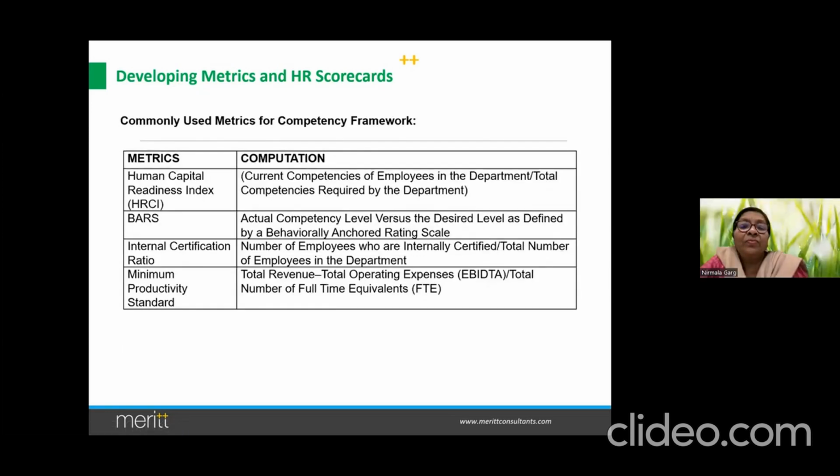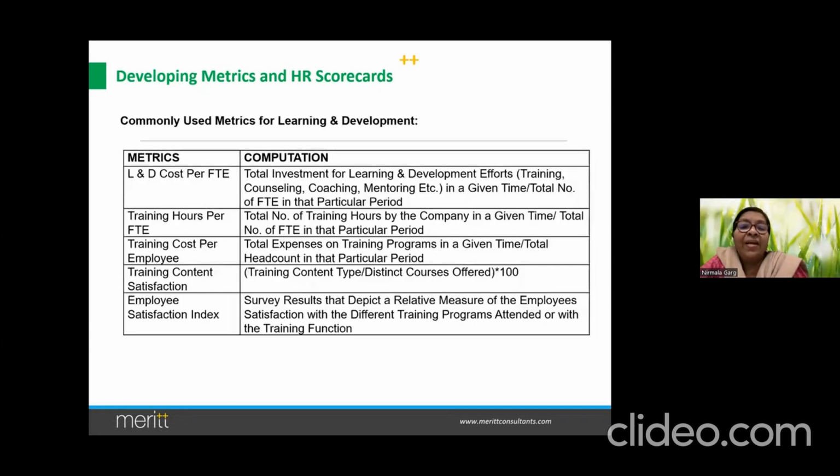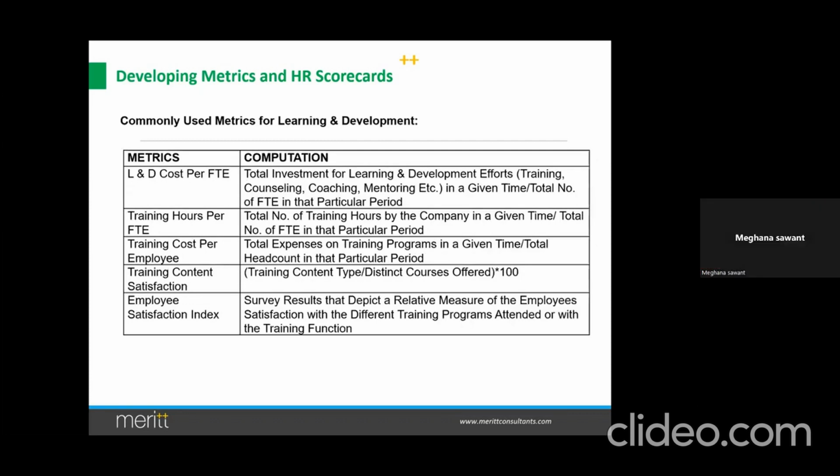L&D is a very interesting thing, right? Metrics. So we'll just do this. L&D, how do you measure it typically? Cost per full-time employee, L&D cost. Total investment of L&D divided by what? Total number of employees who have participated in that.